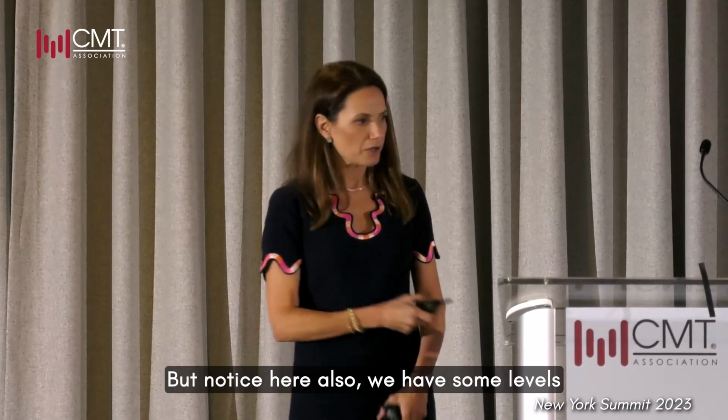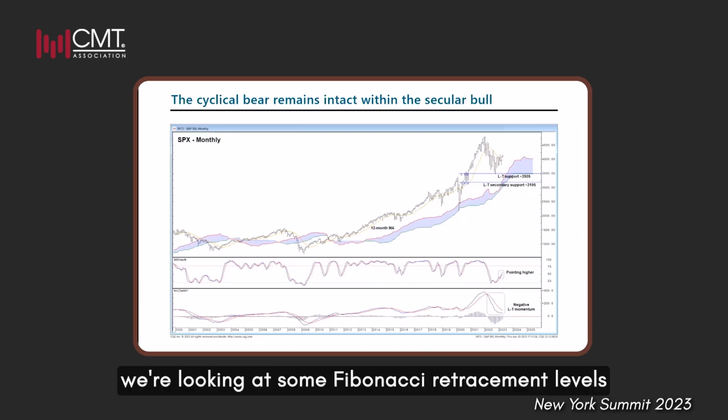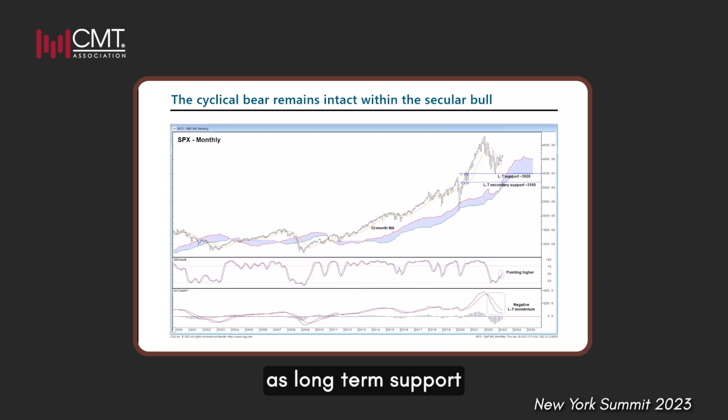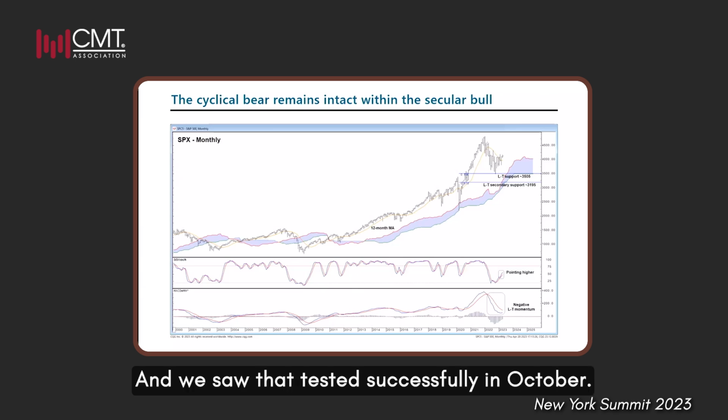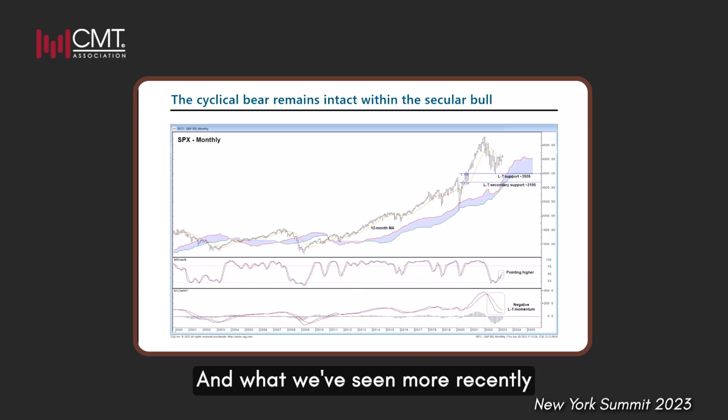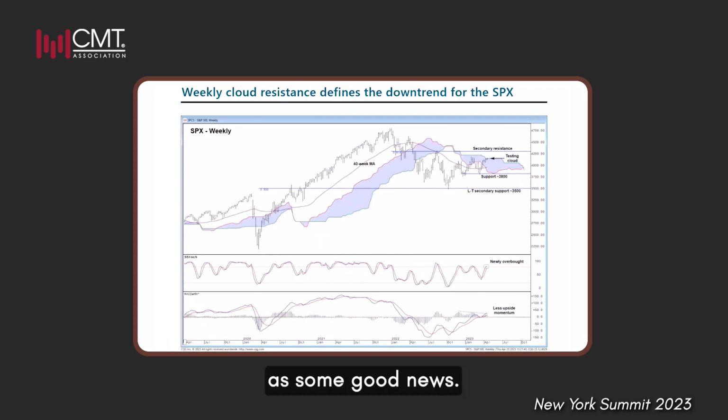But notice here also we have some levels. So with the S&P 500, we're looking at some Fibonacci retracement levels as long-term support in addition to the cloud. 3,500 is a pretty major level, and we saw that tested successfully in October. And what we've seen more recently suggests we probably won't get back there, at least anytime soon. Doesn't mean never, but not likely in the near term. So I guess that could also be perceived as some good news.